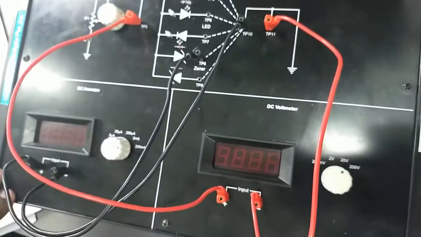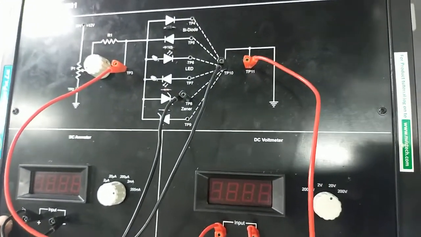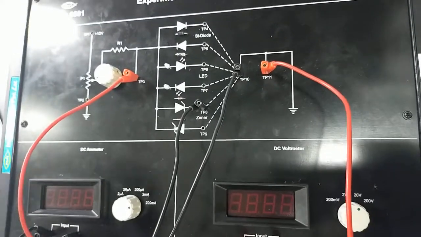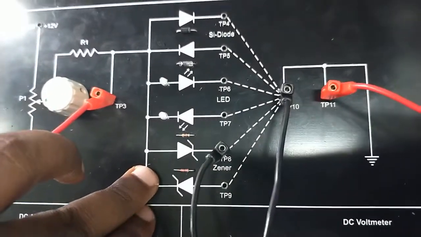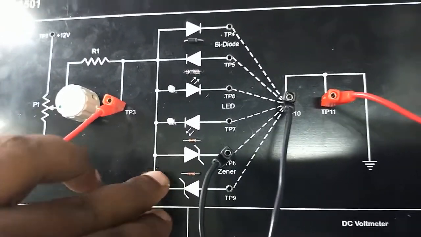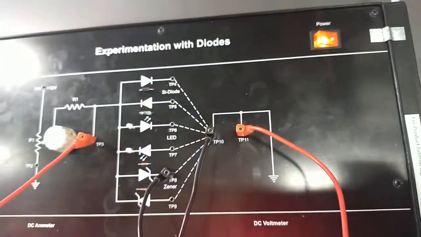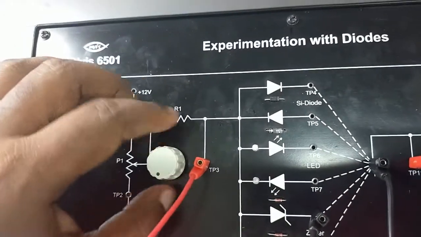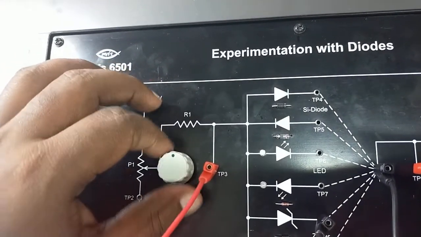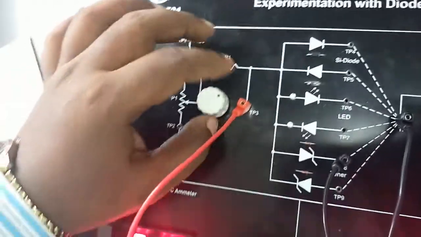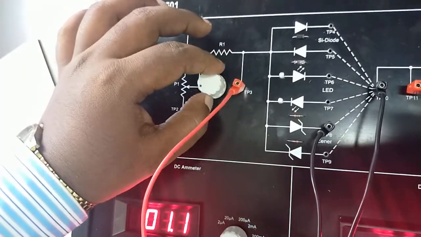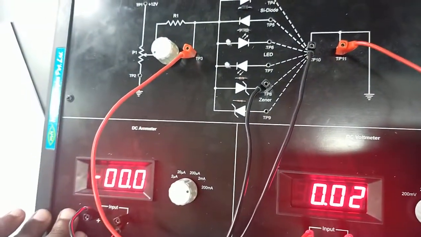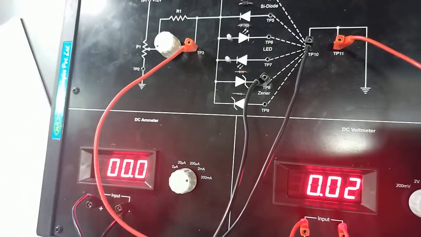Now we will do the experiment for its forward bias characteristics, because I have connected the Zener diode in forward bias. So let's start to do the experiment. Here we have a potentiometer knob. It is P1, known as the potentiometer knob. A potentiometer is a device which can control the voltage across any device.